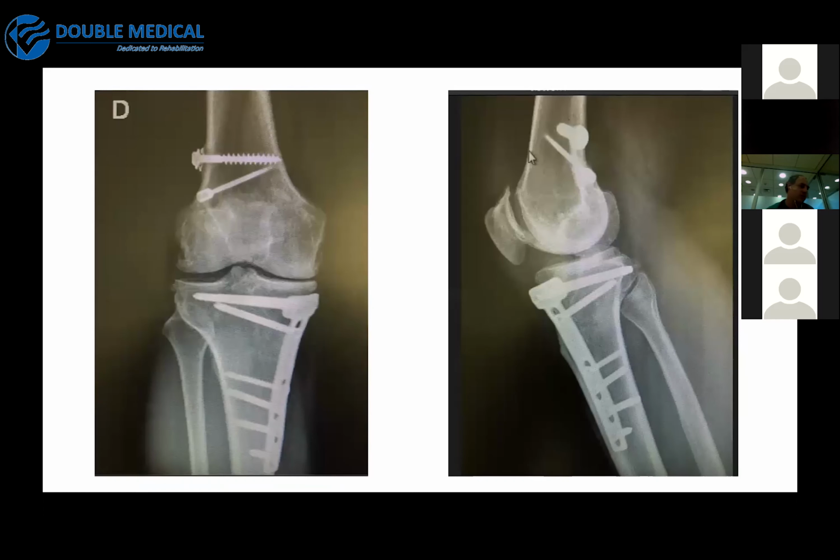Here's another patient. This is sort of different. This is a third revision of an ACL reconstruction. This patient had a subtotal meniscectomy, and the patient is 23 years old. So we did an open wedge high tibial osteotomy and a revision of the reconstruction with an autograft of gracilis and semitendinosus. And this is the radiograph result 8 years after the surgery.